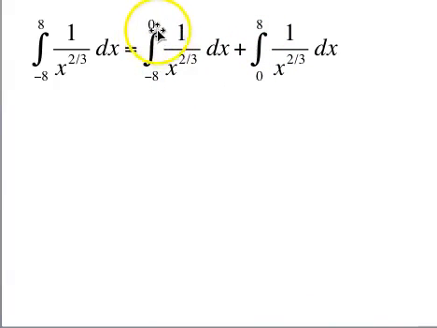But I need a limit here. I need a limit as we approach 0 from the left here. I will need a limit as we approach 0 from the right for the second one. So here a will approach 0 from the left. Here b will approach 0 from the right.